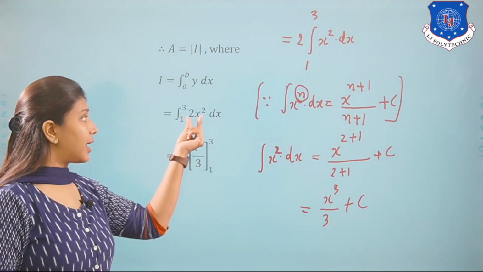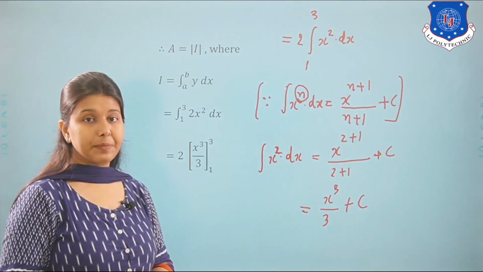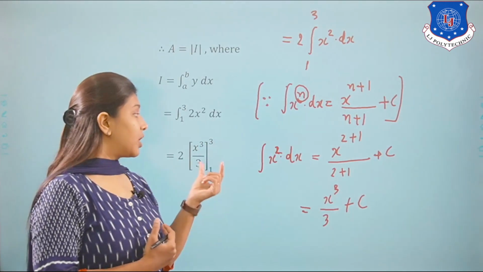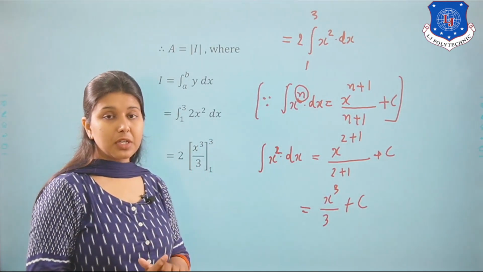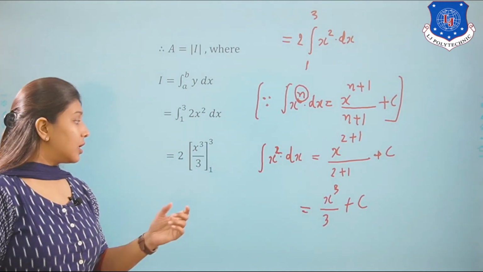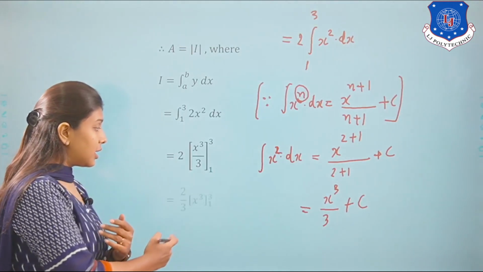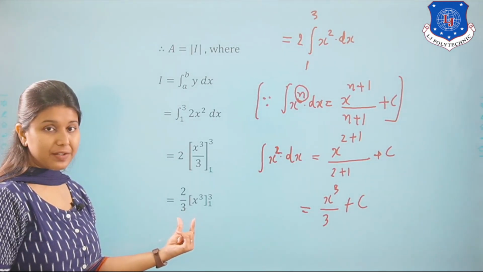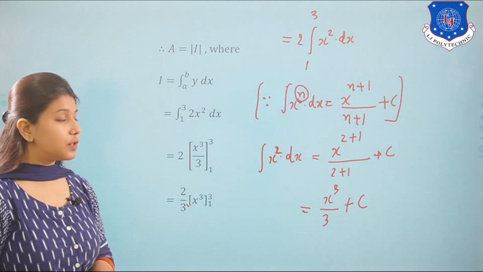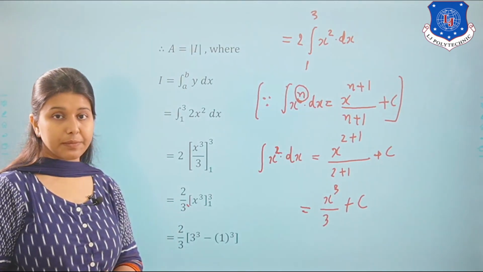2 as a constant, and integration of x square is nothing but x cube by 3, and your limits are 1 to 3. Now, because you are in definite integration, you are not needed to write plus c here. Okay. Then 2 by 3 as a constant we are taking outside. That means we have 2 by 3, your function x cube, and limits are 1 to 3. Putting both the limits, we have this term.